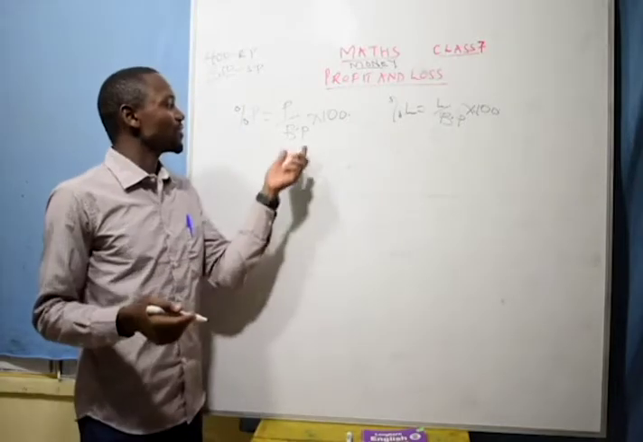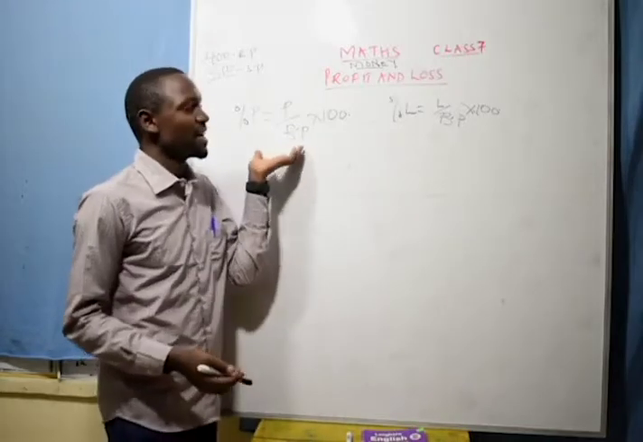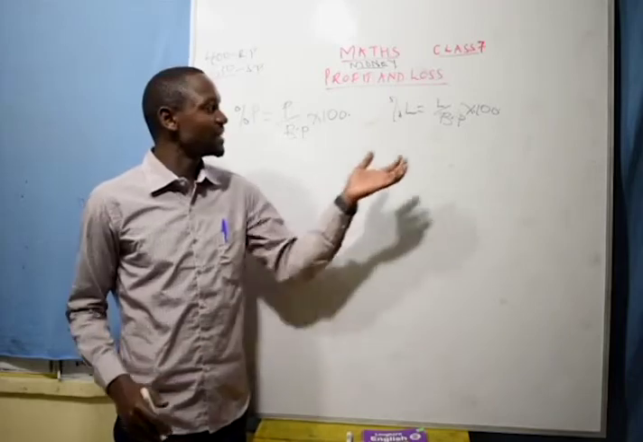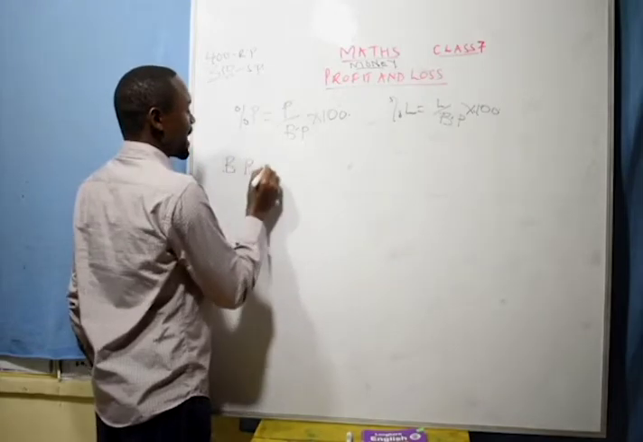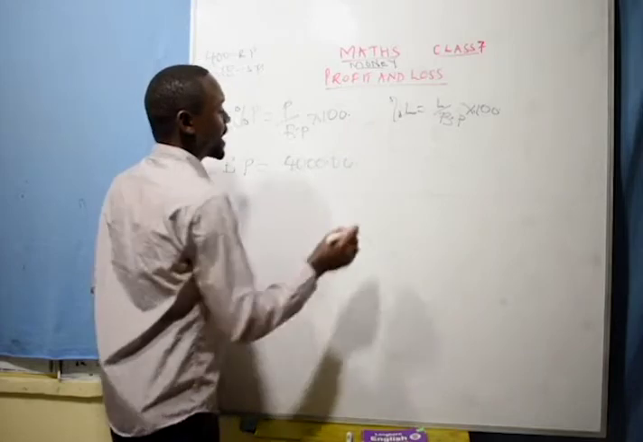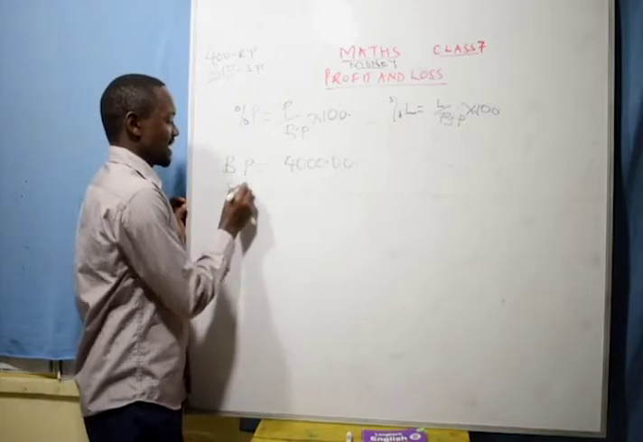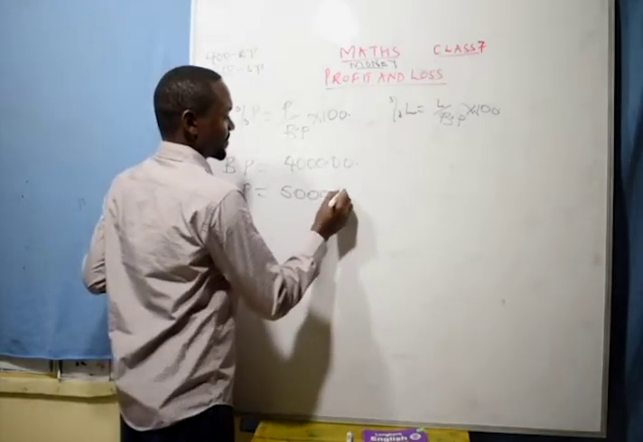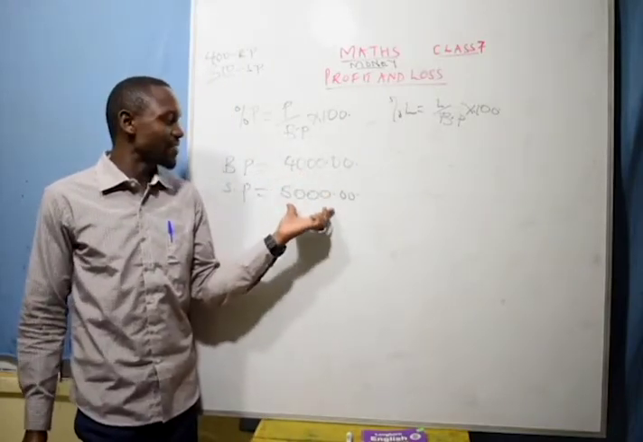In case you realize that from the buying price, the amount of money you sell the item for is higher, then that is a profit. The moment you realize that from the buying price, you sell an item at a lower price than the buying price, then that is the loss. For example, you buy a goat at 4,000 shillings, and then you sell it at 5,000 shillings.